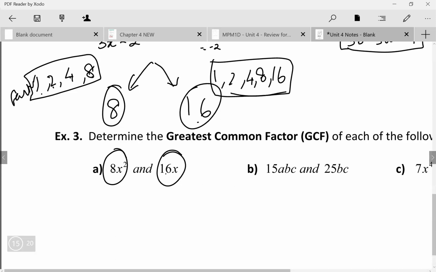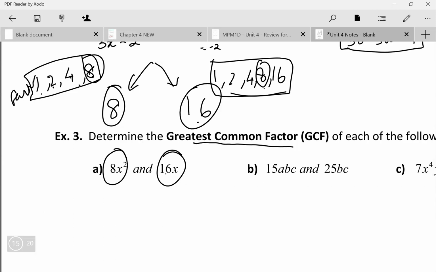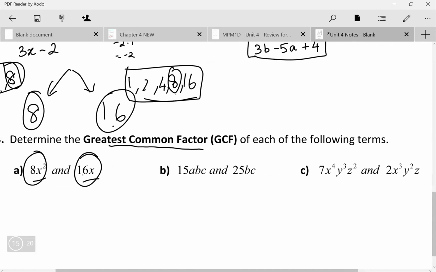Now that I've listed my factors, the greatest common factor is, as it says, the biggest one that is common between both these things. So here I see an 8 and an 8. That is my greatest common factor, right? So that's how to find factors between numbers. We are also going to look at factors between variables.